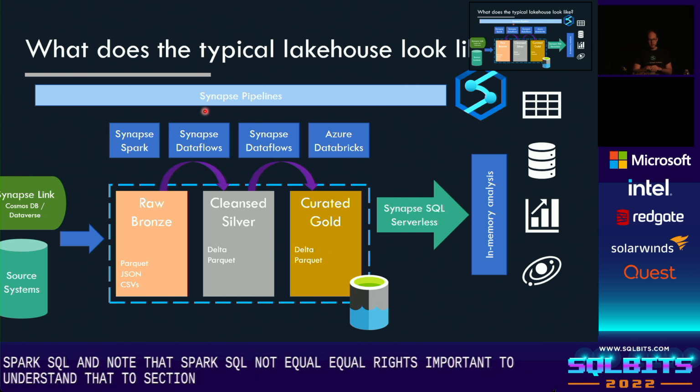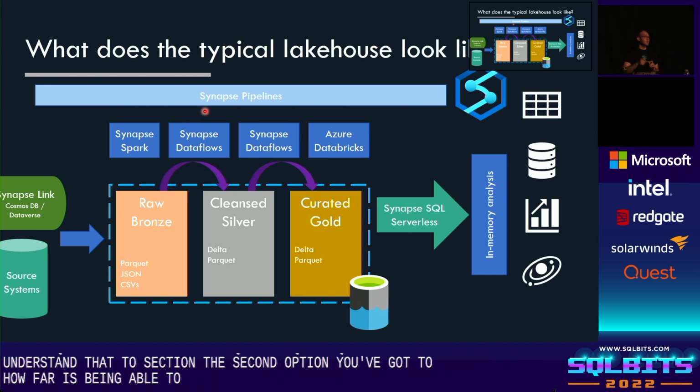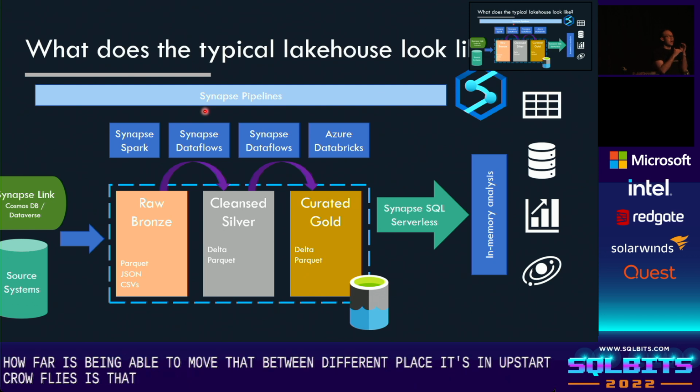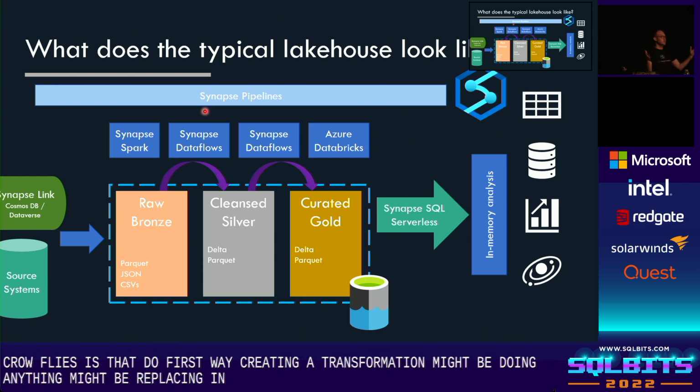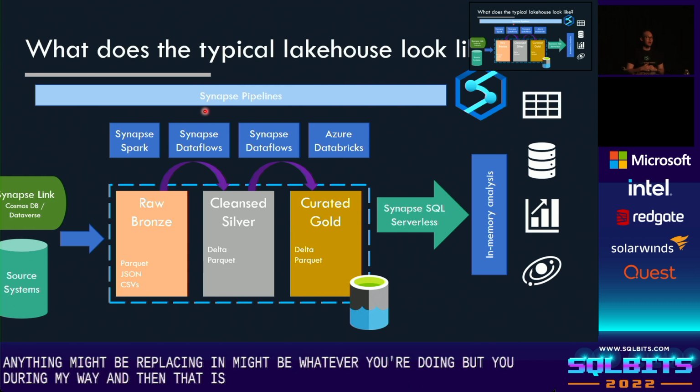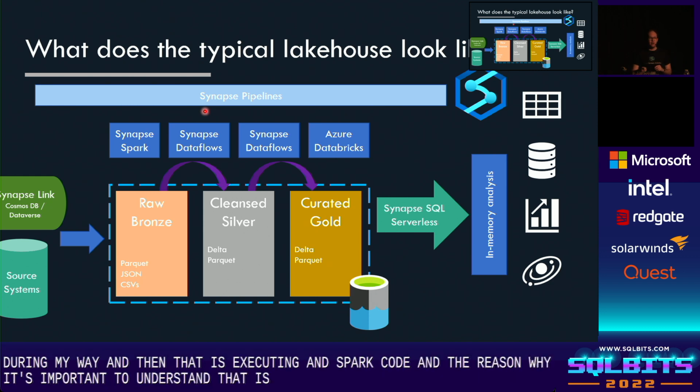The second option you've got, and I've got 2 versions of that for some reason, is Synapse Data Flows. So Synapse Data Flows being able to move that data between different places. Synapse Data Flows is that GUI-first way of creating a transformation pipeline. So you might be doing joins, you might be replacing values, whatever you're doing, but you're doing it in a GUI way, and then that is executing as Spark code. And the reason why I think it's important to understand that that is executing as Spark code is quite simple.